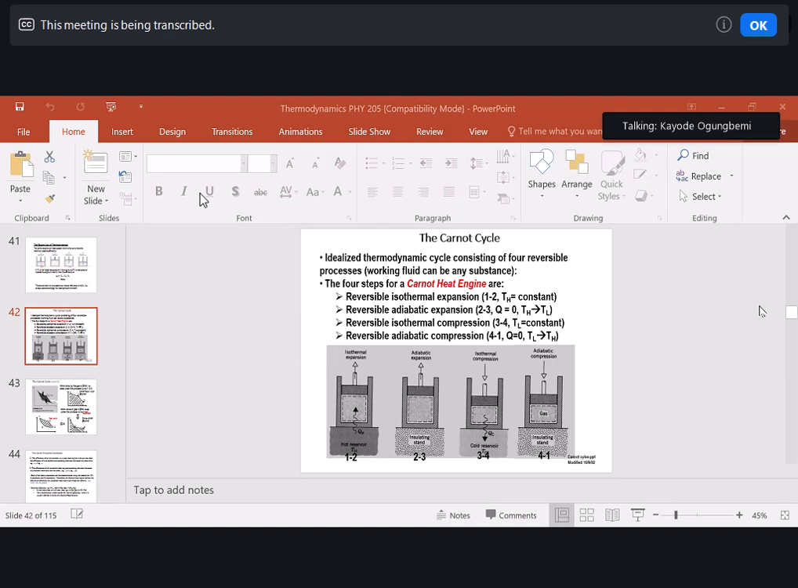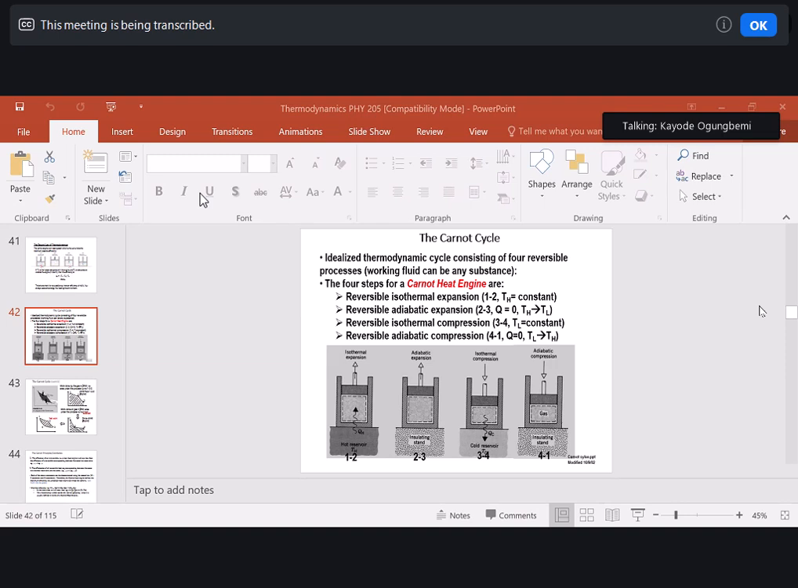And because the temperature remains constant, the volume of the container increases. We call it reversible isothermal expansion. TH remains constant. It does not matter the value of TH, but it must be an outer value. Are we okay with that?